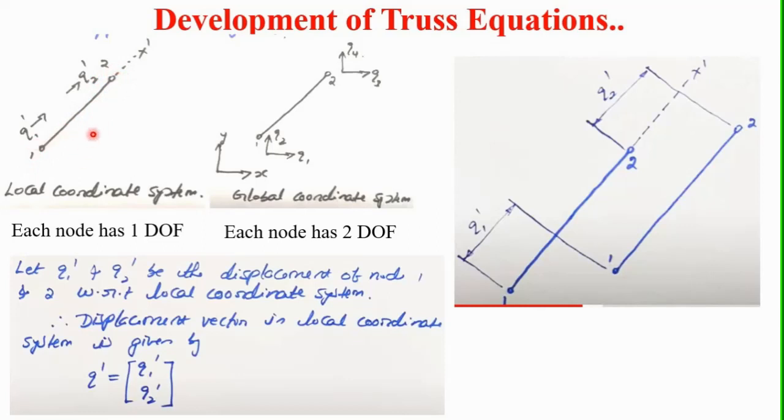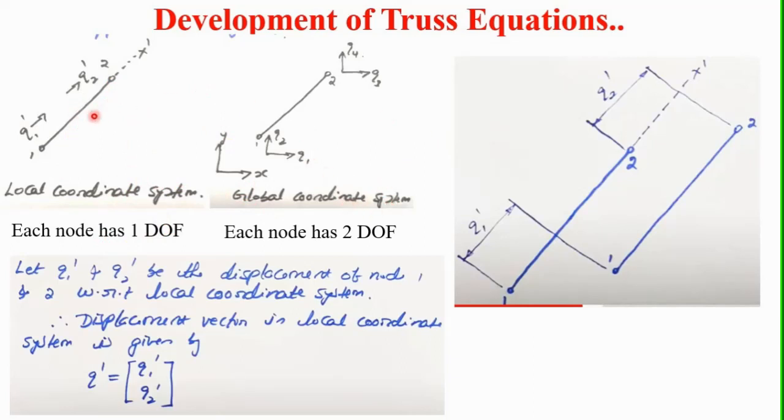Node number 1 and node number 2 are the two nodes of this element. Now there are two coordinate systems, as we saw in the previous lecture: the local coordinate system and the global coordinate system. The local coordinate system has 1 degree of freedom and the global coordinate system has 2 degrees of freedom.